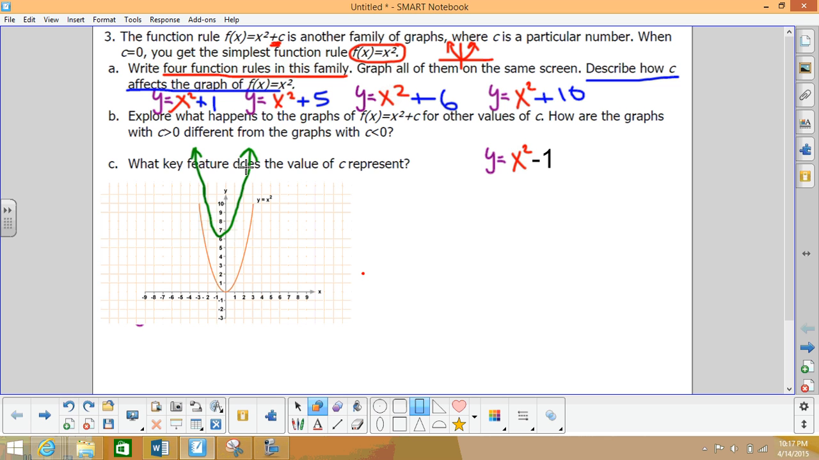And what key feature does the value of c represent? So c represents the place where it crosses the y-axis, and a fancy word for that might be the y-intercept. Okay.